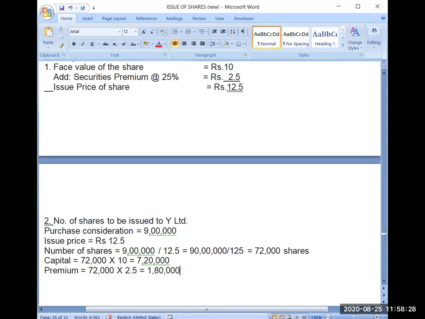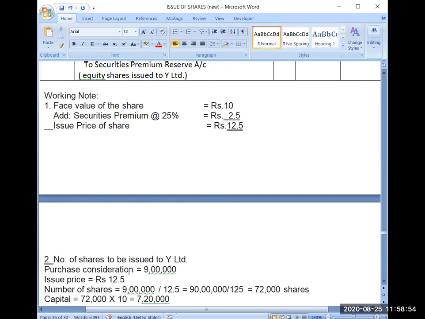So that way you should do it fast with multiplication also. 72 multiplied by 2, it will become 1,44,000. And 72,000 multiplied by 0.5, it will become half of the 72,000. That will become 36,000. So 1,44,000 plus 36,000, that will become 1,80,000. So make your calculations fast in such manner. Don't depend on the calculators.